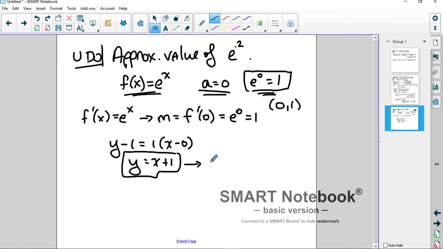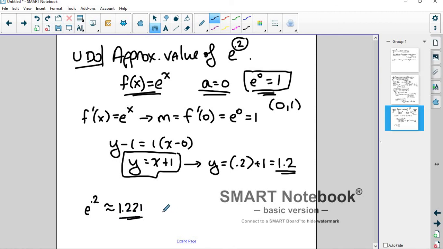If you want to approximate e to the 0.2, we're going to plug in 0.2 for x. We don't plug in e to the 0.2; this is my x that I'm looking for. So I plug in 0.2, I get 1.2, and that's my approximation. If you plug this into your calculator, you'll find that e to the 0.2 is actually 1.221. So again, very nice approximation, within a couple hundredths, very close. And there you go. So that's really it.